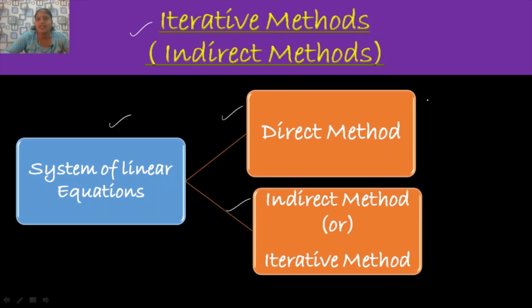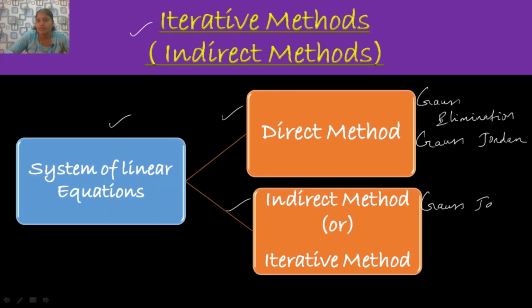Under the direct method, Gauss elimination and Gauss-Jordan methods are available to find the solution of the given system of equations. Under the indirect method, or iterative method, we have the Gauss-Jacobi method, the Gauss-Seidel method, and SOR, that is, the successive over relaxation method, available to find the solution.